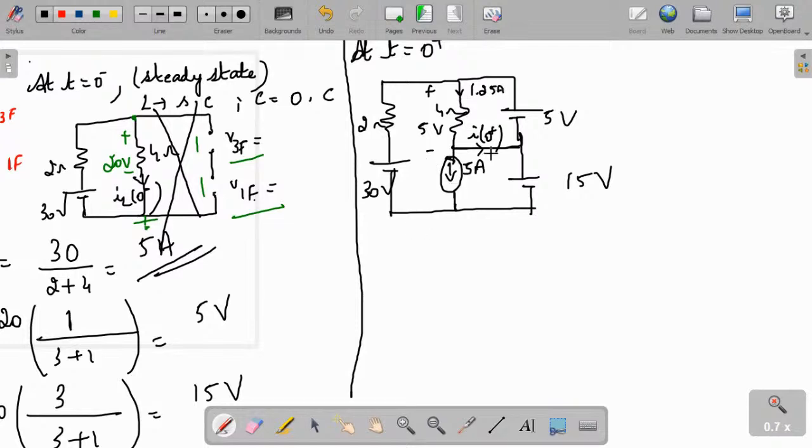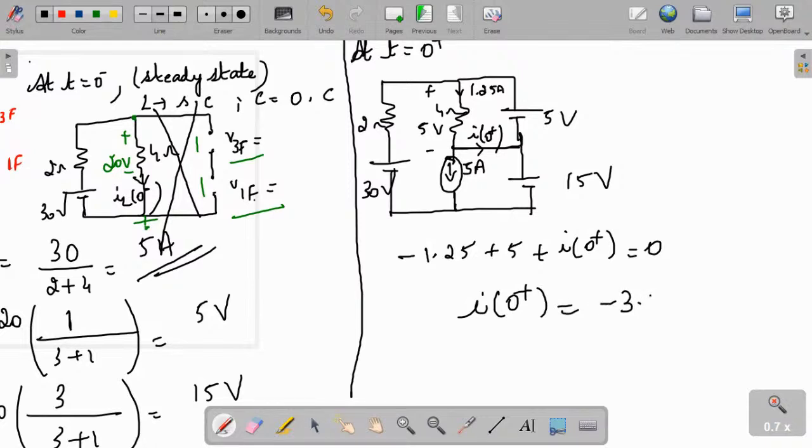Correct? So can we use simple KCL? Current is approaching, so minus 1.25. Current is leaving, plus 5. Current is leaving, plus I of 0 plus is equal to 0. So simple KCL. So I of 0 plus becomes minus 3.75 ampere, which should be your answer.